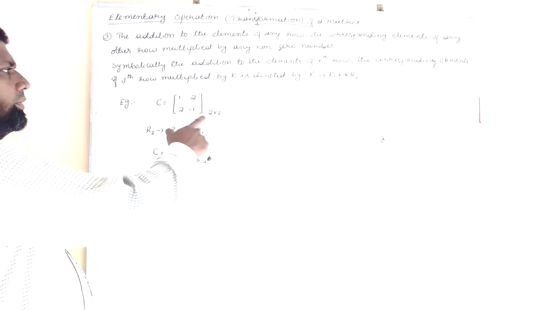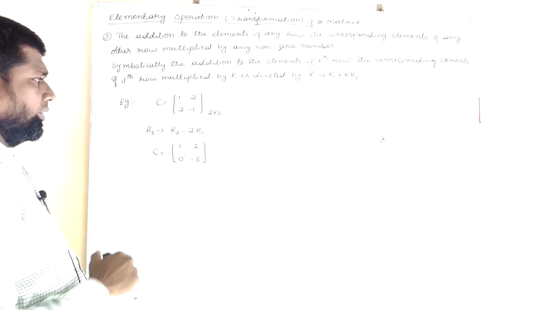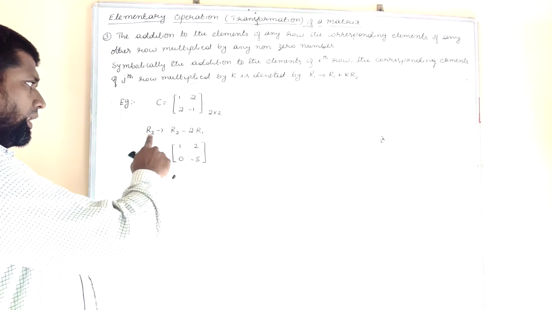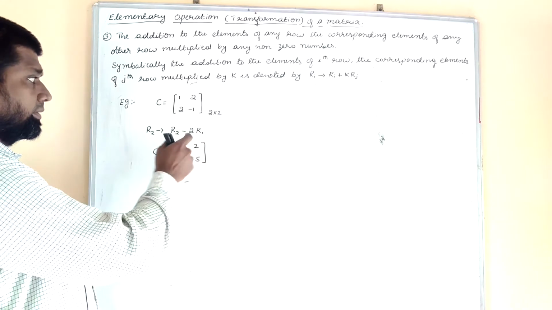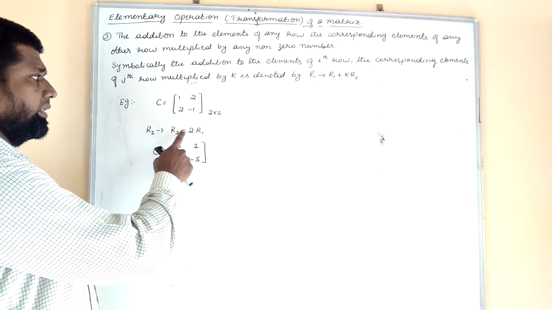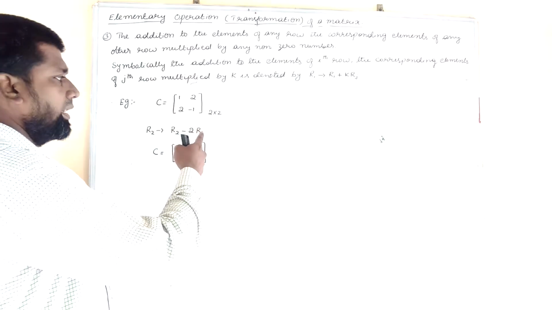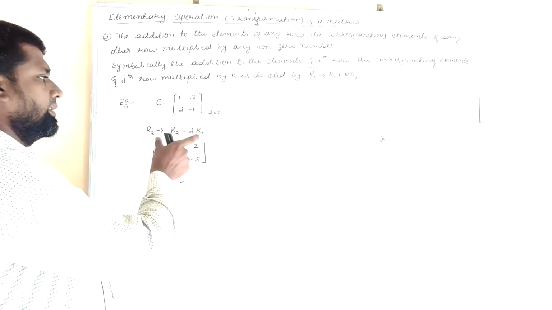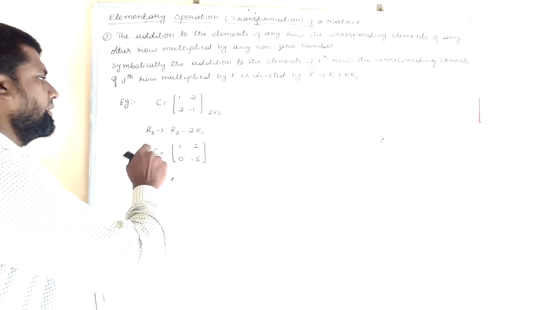So let us take an example of an order 2 cross 2 matrix E, equal to 1, 2, minus 1. I am going to change R2 to R2 minus 2R1. This is the symbol. It means R2 is subtracted with 2R1, where 2R1 means 2 is multiplied with the elements of R1. Then you have to subtract or add. This is the third operation on transformation of a matrix.